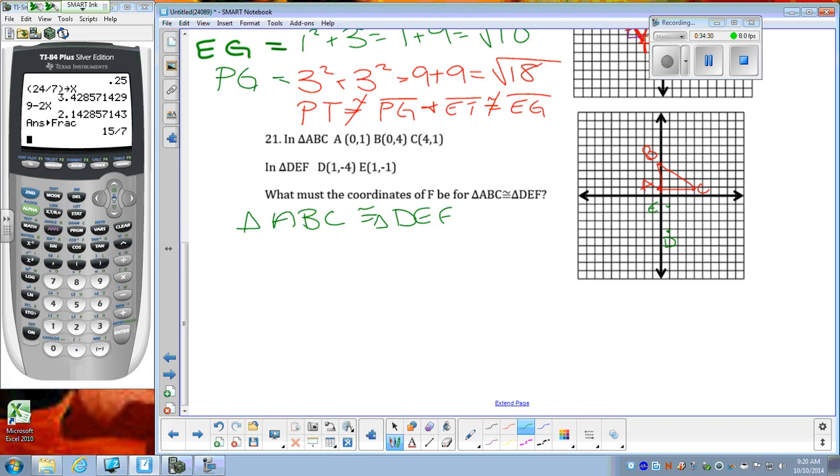Well, I have my vertical piece, but I need my horizontal piece. So I know that AC should be congruent to DF. So since AC is 4, then for F, I want to go over 4. So there is one potential point for F, and that potential point is the point 5, negative 4. So there is that triangle. I also could have gone to the left 4, in which case that potential point would be negative 3, negative 4.